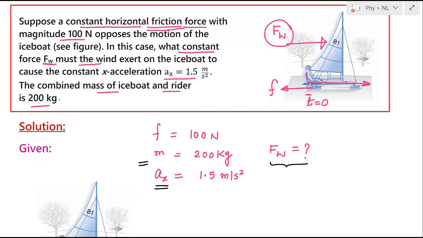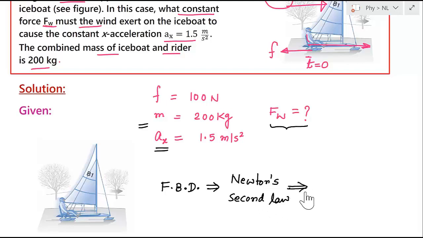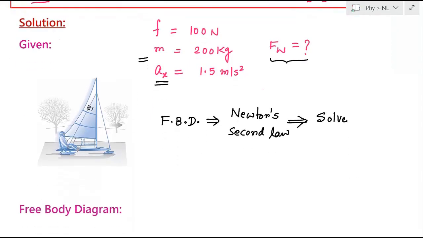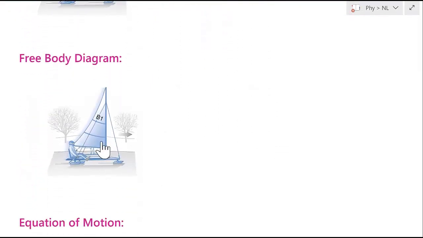So in this case, this will be the flow chart for doing this problem. I have to first draw the free body diagram. And once I have the free body diagram, I have to use Newton's second law, that is writing equations. So once I have equations, now I can solve these equations and get the unknowns. So let us first draw the free body diagram. So this is my ice boat and rider.